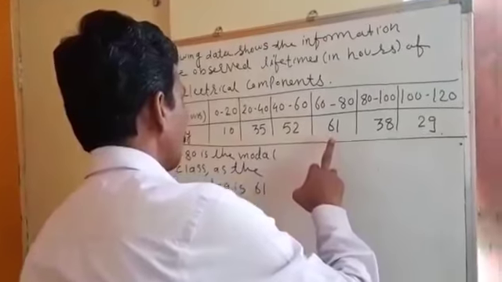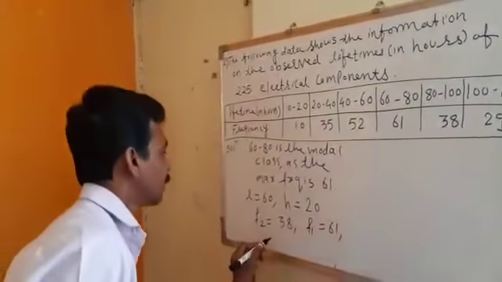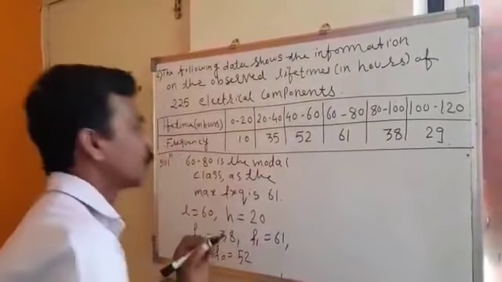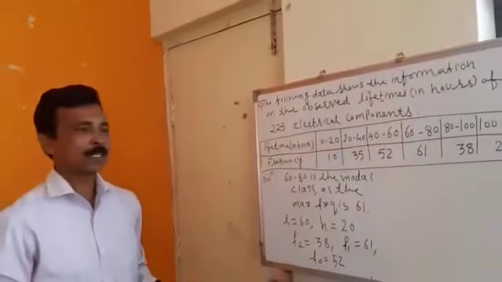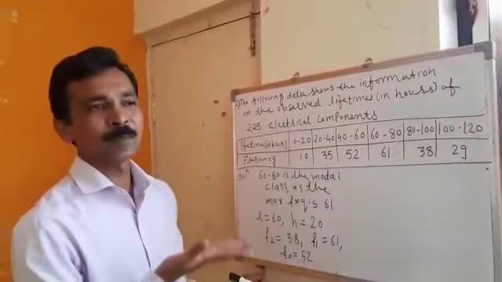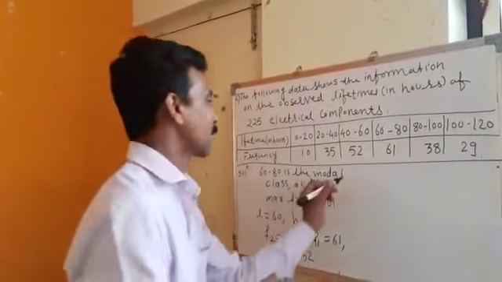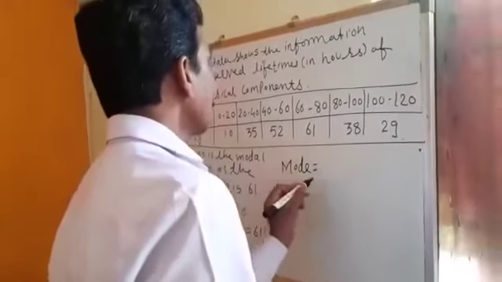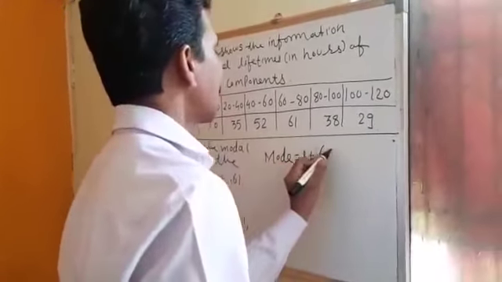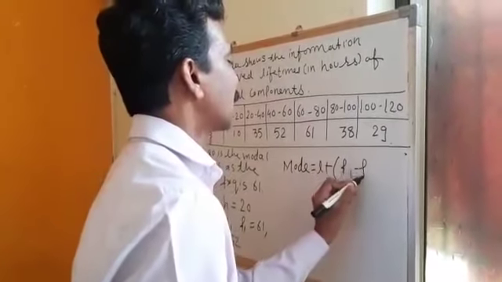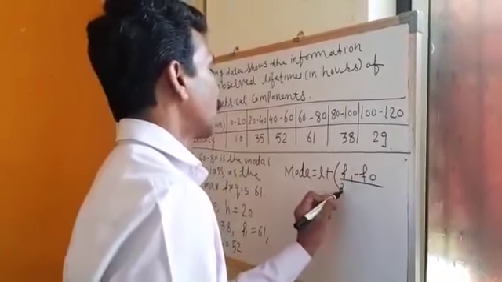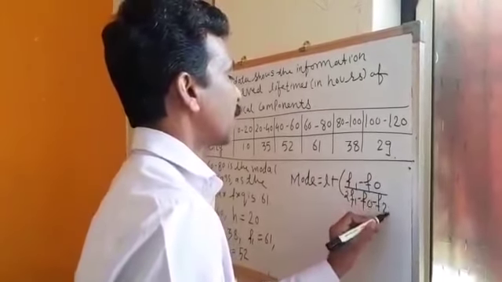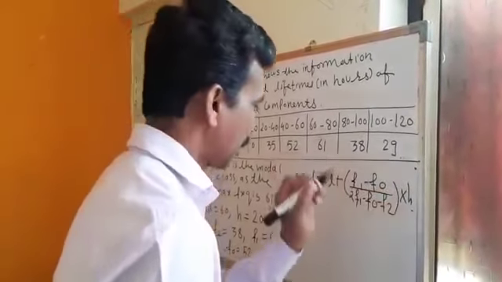F1 is equal to 61. F0 is equal to 52. Now I write the formula and then the method is the same. You have to place the values in the formula and find the answer. Mode is equal to L plus (F1 minus F0) upon (2F1 minus F0 minus F2) into H.